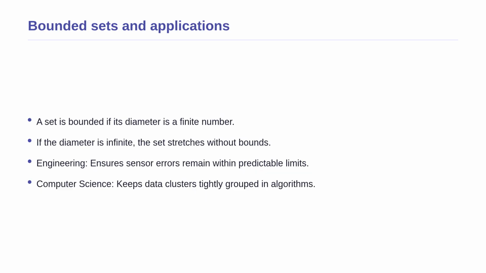Now that we have calculated diameters, you might ask, why do we care about this? In mathematics and physics, we constantly need to know if a system is bounded or if it can blow up to infinity. A set is officially called bounded if and only if its diameter is a finite number. For example, in engineering, if you are calculating the possible errors in a sensor's readings, the set of all possible errors must have a finite diameter. Otherwise, your system is completely unstable. In computer science, clustering algorithms rely on keeping the diameter of each data cluster as small as possible.